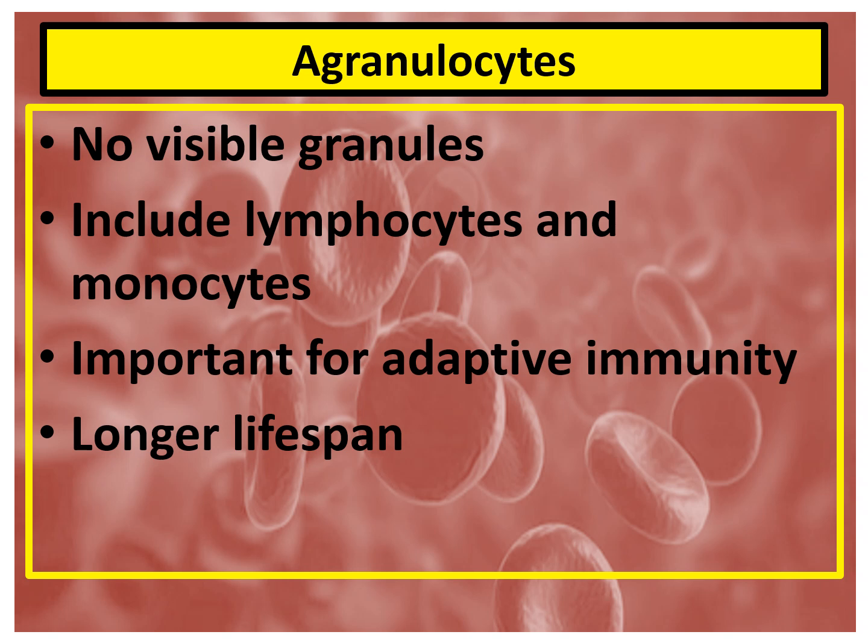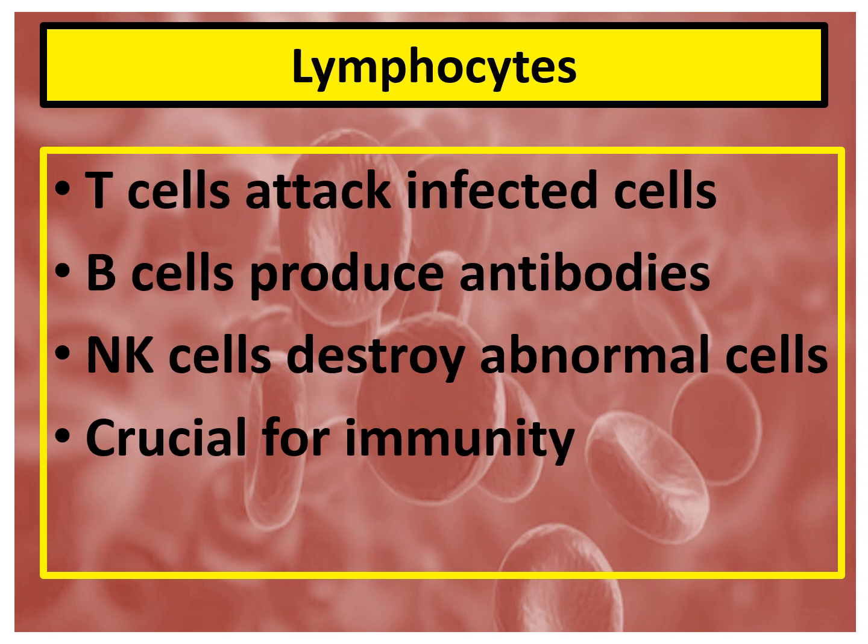What are agranulocytes? Simple as the definition: no visible granules are present. These include lymphocytes and monocytes. And these are very important for adaptive immunity. Comparatively, these have a longer lifespan than the granulocytes. Lymphocytes are the T cells which attack the infected cells, and the B cells that produce the antibodies. I repeat, the T cells attack the infected cells and the B cells produce the antibodies.